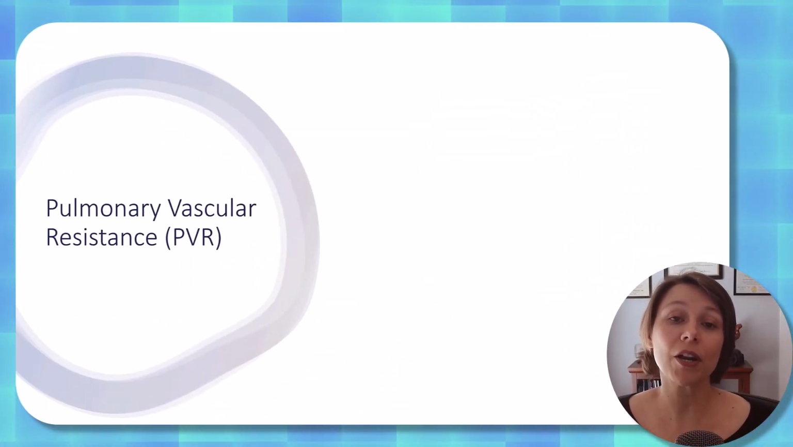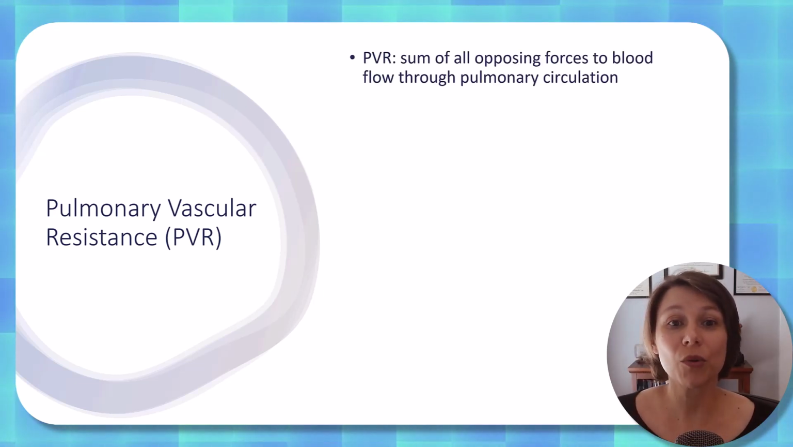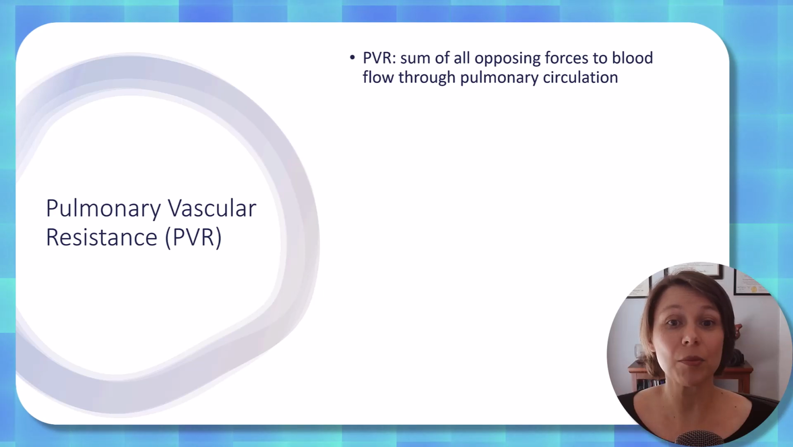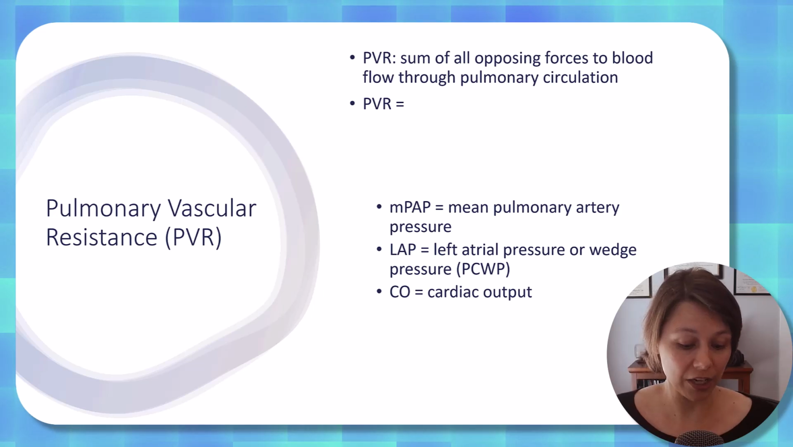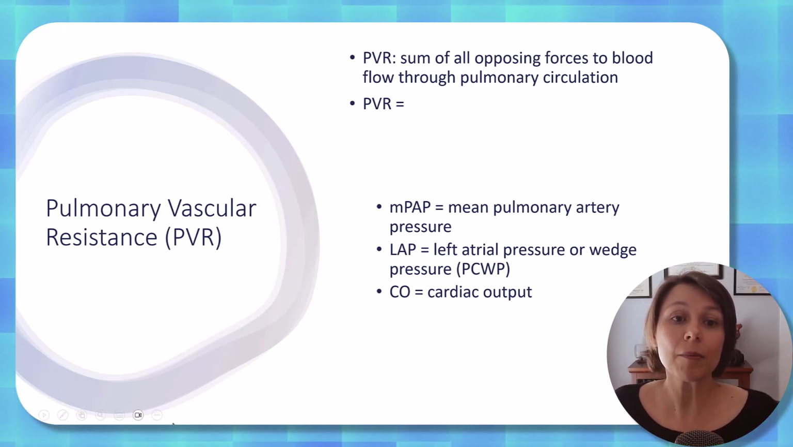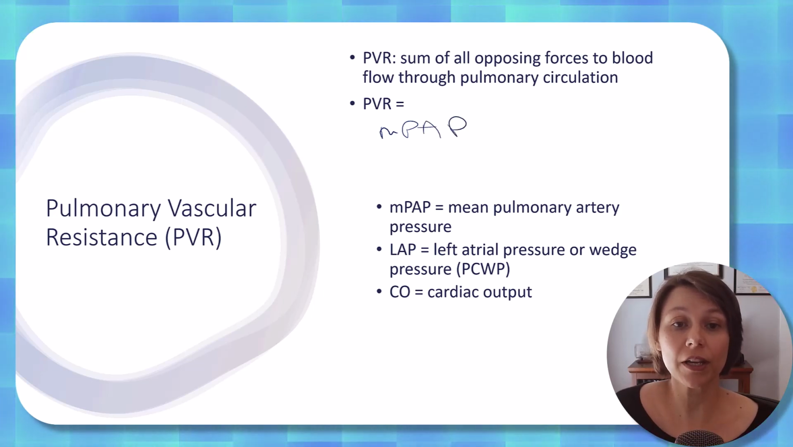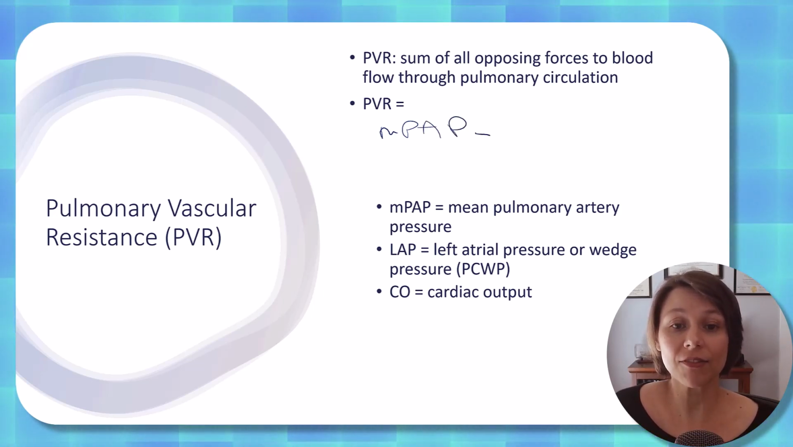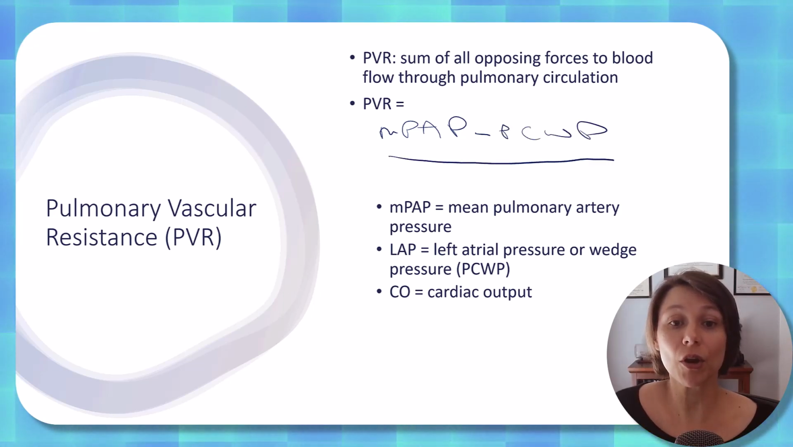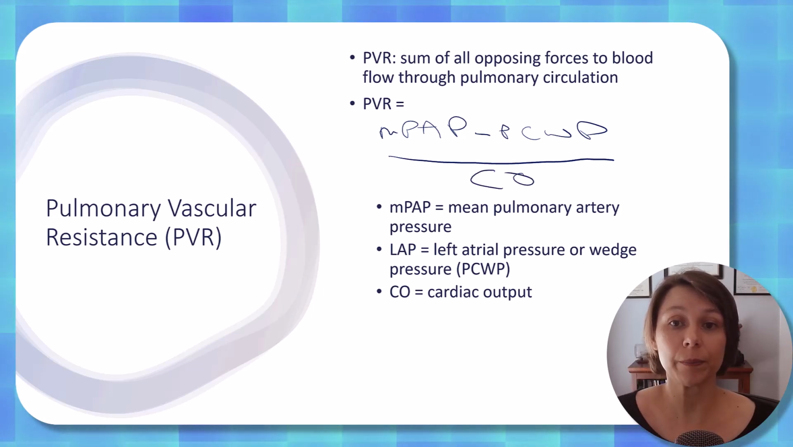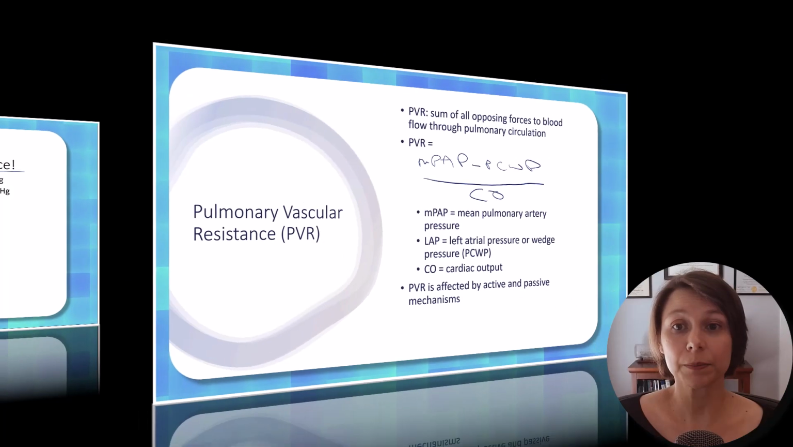Now we can talk about pulmonary vascular resistance. Just like in the systemic system, we have opposing forces to blood flow. And so PVR is the opposing forces to blood flow through the pulmonary circulation. When we do that calculation, it will be very similar to systemic. We'll start with our mean pulmonary arterial pressure because that's where we're starting. And then we are going to end in the left atrium or the pulmonary capillary wedge pressure. And then we have to divide that by flow, which is always going to be cardiac output. Pulmonary vascular resistance is affected by both active and passive mechanisms.